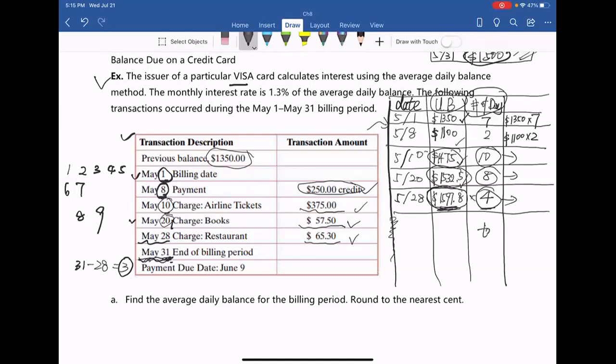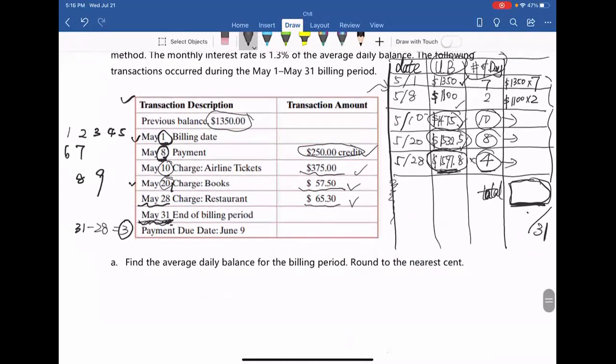So here I sum up all of these numbers. I got a total here. The total is the sum of the unpaid balance for each day in the billing period. So I have the total and then divide by the 31 because there are 31 days in May. That's the average daily balance. Oh, I have the space here. I'd better move the table to this area and then round to the nearest cent.